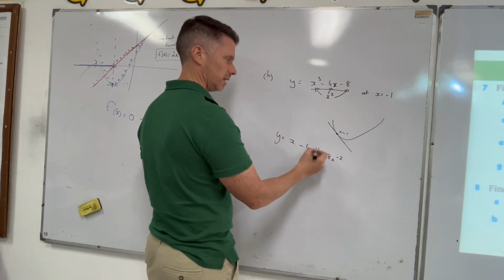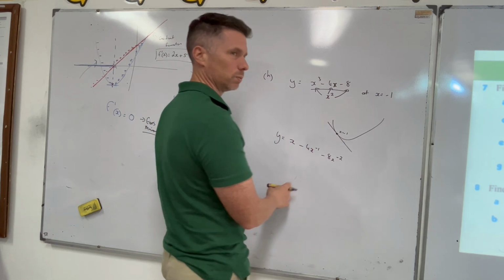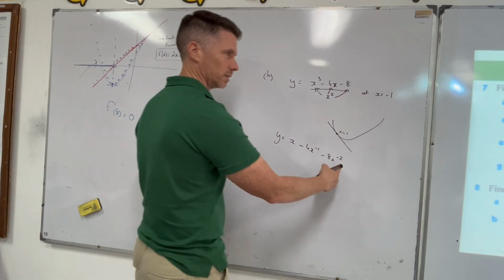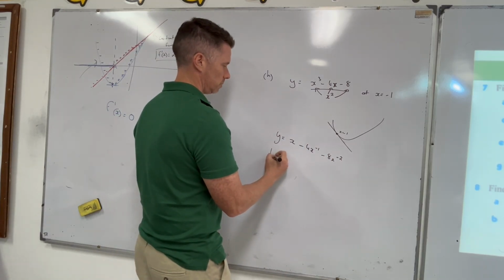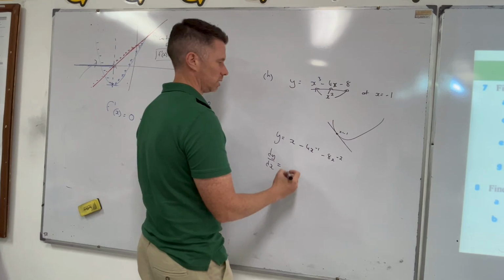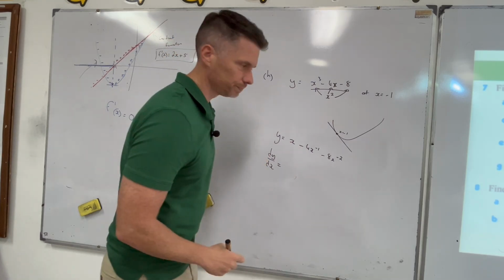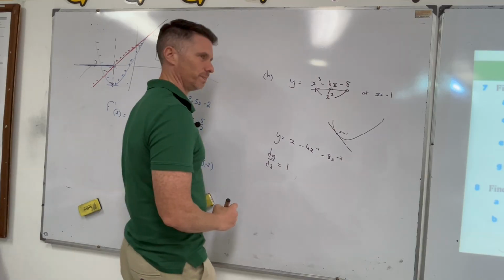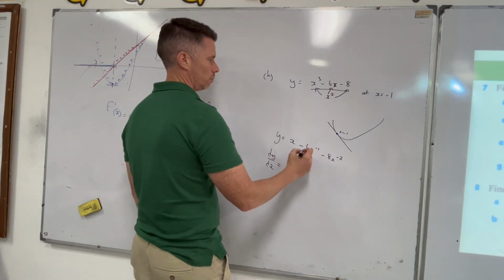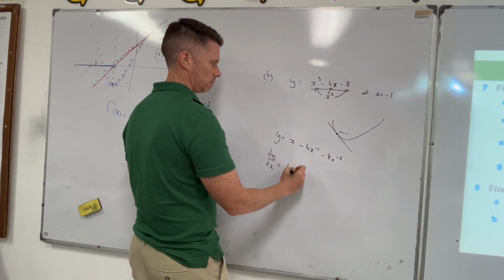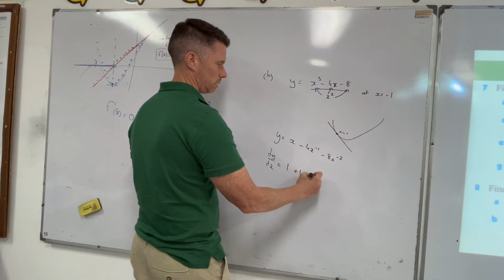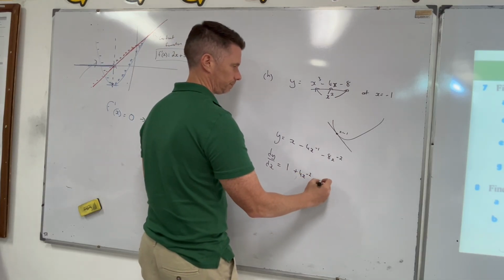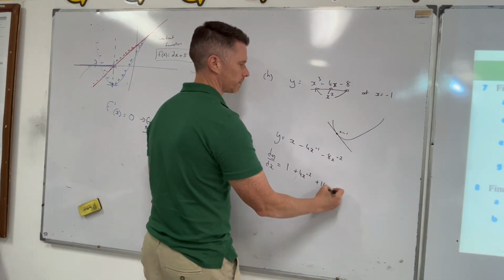I left it like this and did not put the x underneath because I can use the power rule when it's like this. So my derivative function, or gradient function, is: what's the derivative of x? Nice, 1. What's the derivative of this? Yep, and here? Plus 16x^-3.